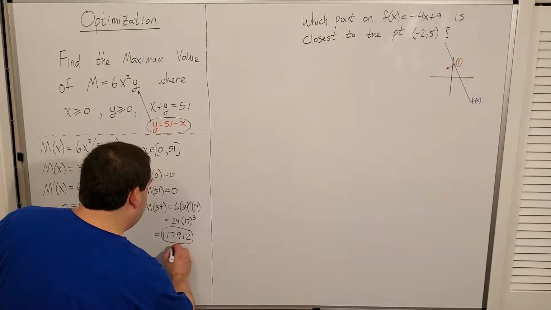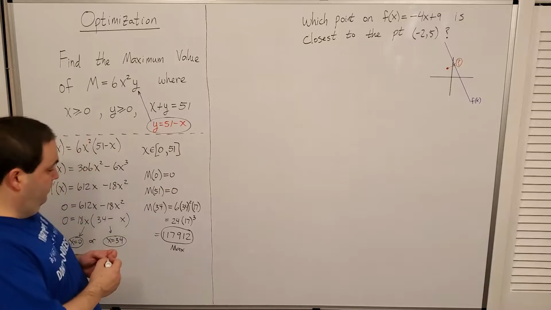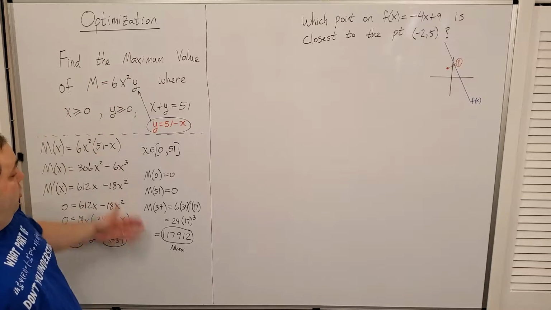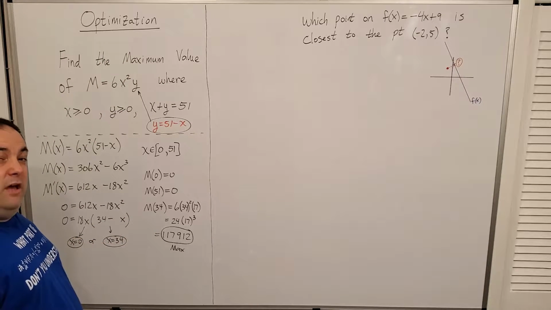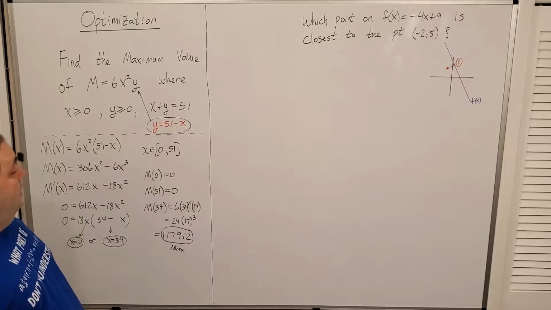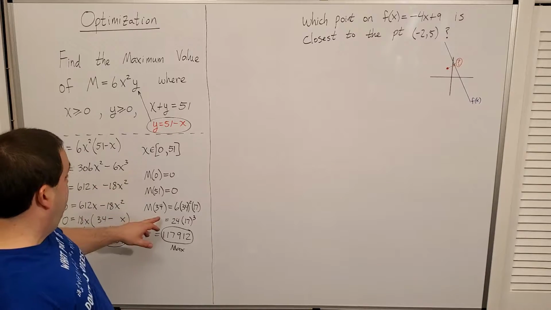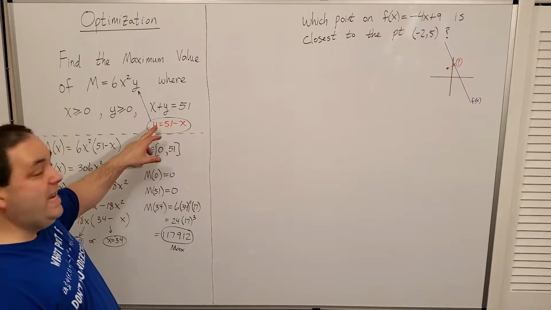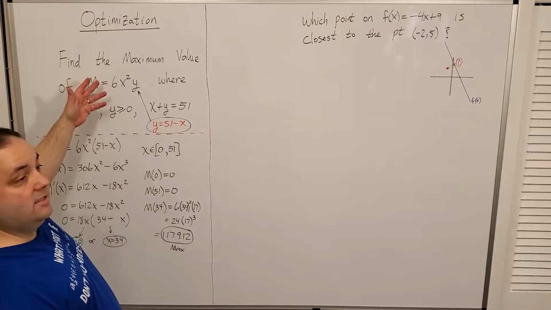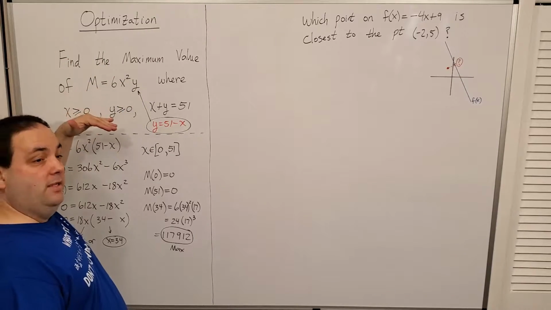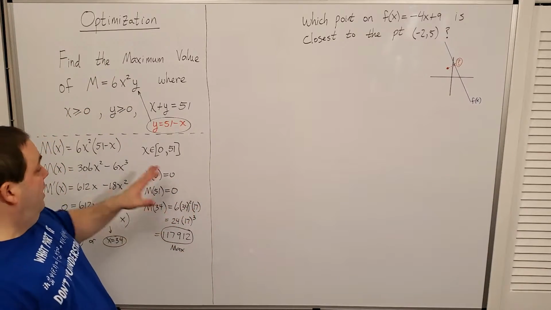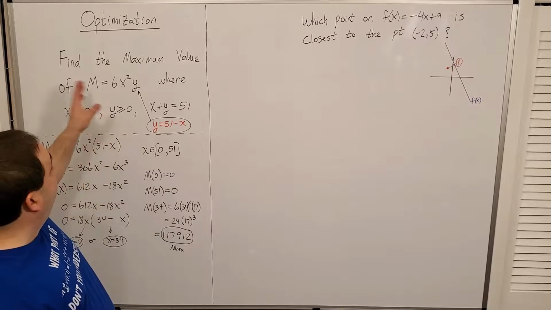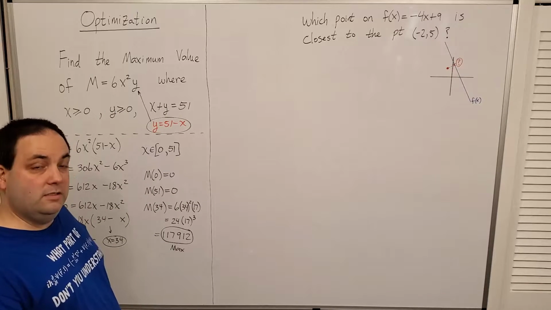So this one is the max value, right? We found the maximum value of m. There it is. Which values of x and y made that happen? Well, we have x equals 34, and therefore y equals 17. So sometimes it would ask what values of x and y maximize it, in which case the answer would have been x equals 34 and y equals 17. Here the question said find the maximum value. There it is.